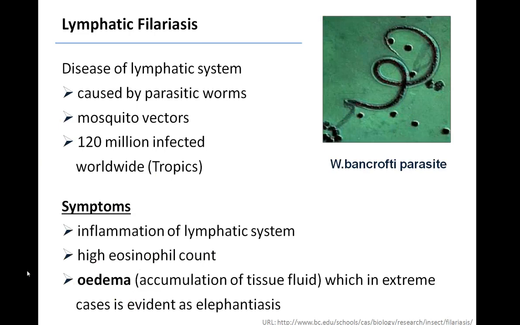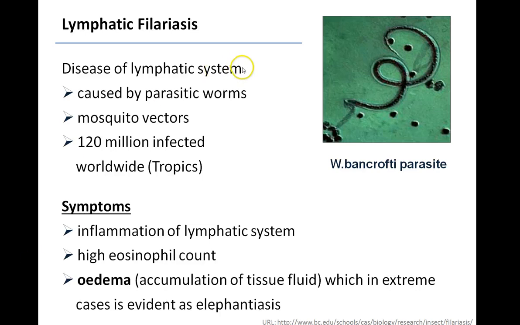Now, it's important to emphasize here that drainage of this excess tissue fluid is very important for the body's ability to maintain fluid homeostasis. Without this drainage capacity, you can encounter major problems. And a good example of this is what happens in this disease, lymphatic filariasis.